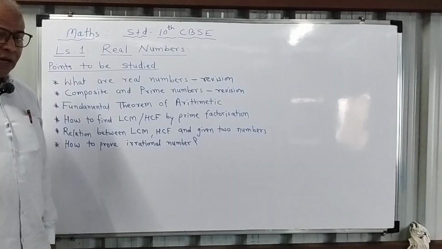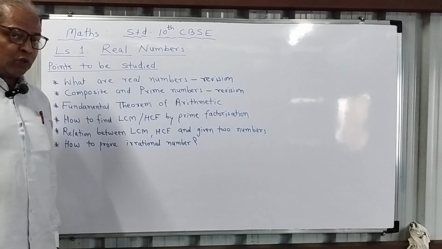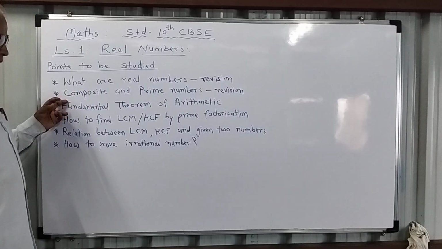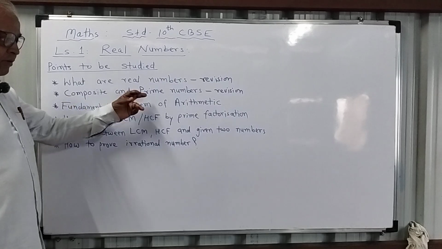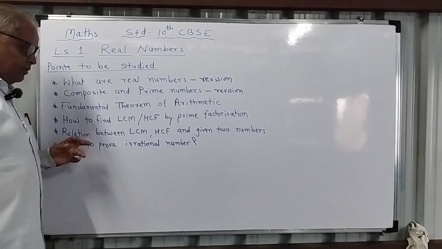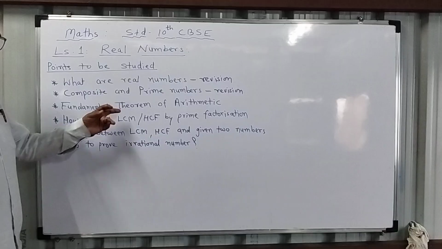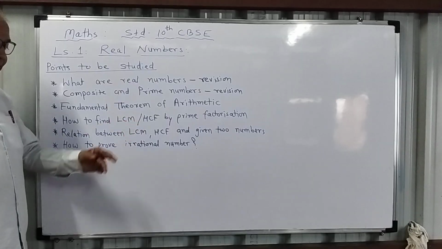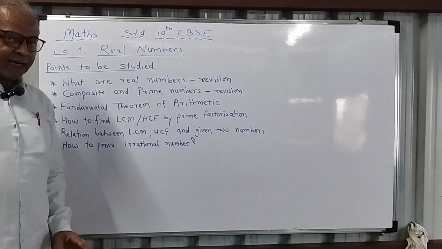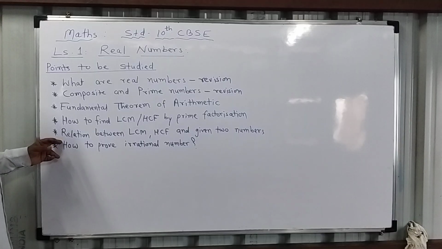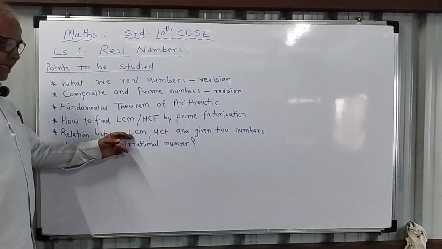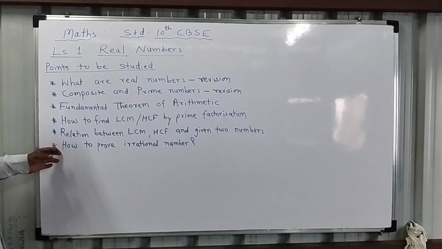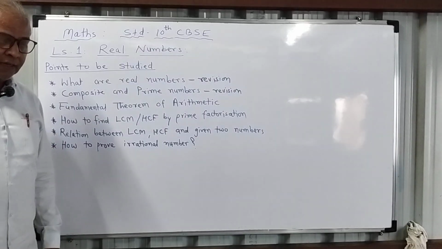Already all of you are aware of all types of numbers. We will revise it again. Then we will learn what is composite number, what is prime number, and then we will go for the fundamental theorem of arithmetic. Then how to find LCM and HCF by factorization, prime factorization method. Then the next point is the relation between LCM, HCF and the given 2 numbers. And lastly, we will see how to prove the irrational number.